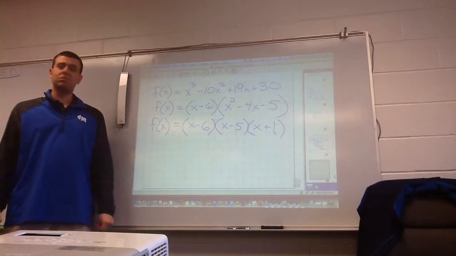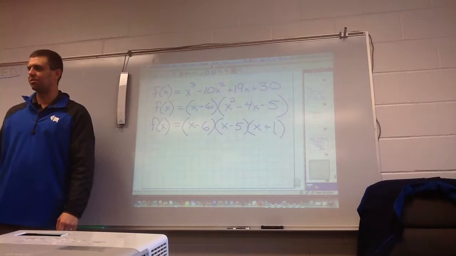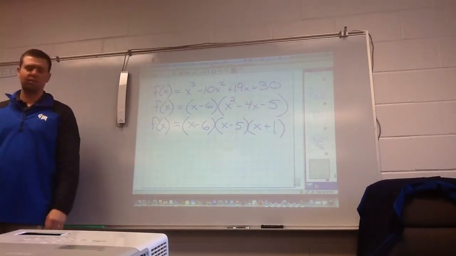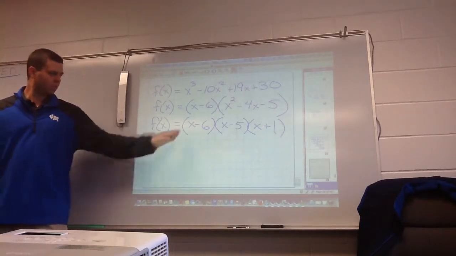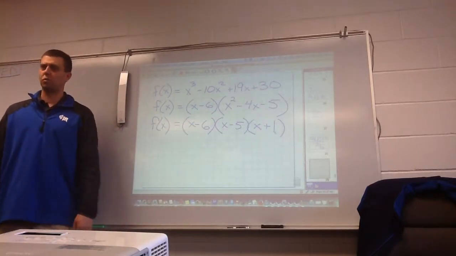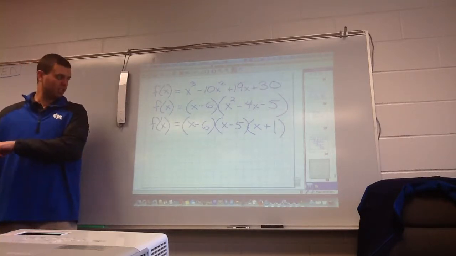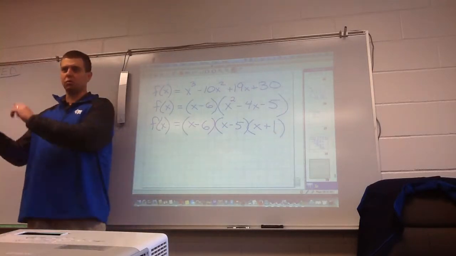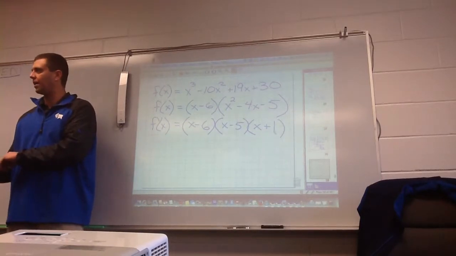It also means then there are how many places where this crosses the x-axis? 3. So if I were to graph this function, where would it cross the x-axis? 6, 5, and negative 1. Because if you plug in a 6 for x, what do you get for y? 0. If you plug in a 5 for x, what will you get for y? 0. If you plug in a negative 1 for x, what will you get for y?